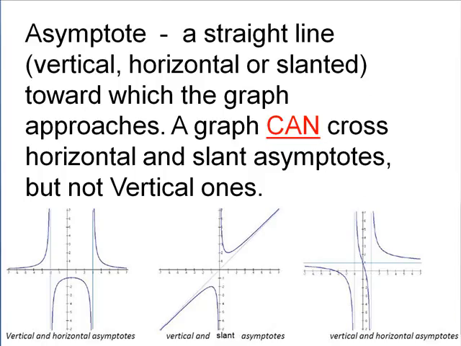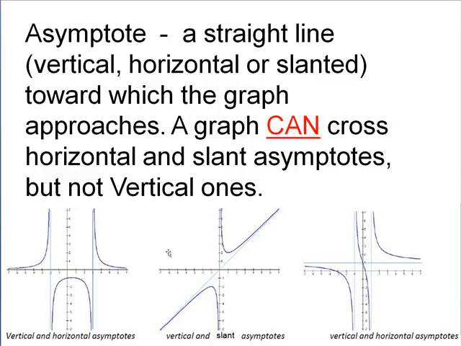So first thing, let's talk about what an asymptote is. An asymptote is a straight line. It can be vertical, horizontal, or slanted, toward which the graph approaches. A graph can cross horizontal and slant asymptotes, but not vertical ones.